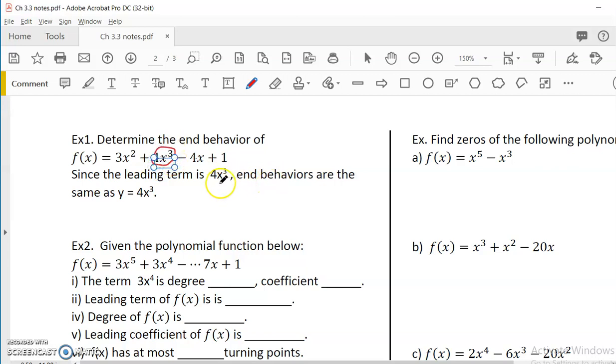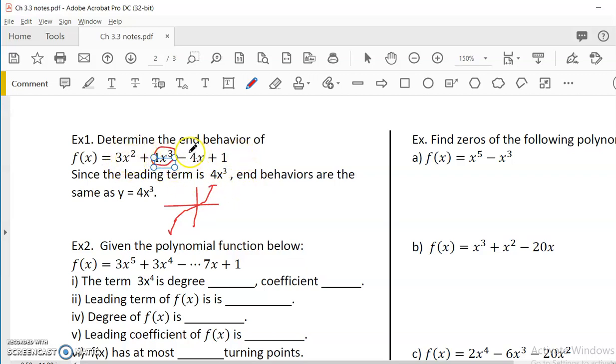So in this leading term, I would just look at a power function of 4x to the third. Do you remember what end behavior we have for y equal to 4x to the third? This is an odd degree, and it is a positive coefficient. So the end behavior would be drop to the left, rise to the right, right? So it would be like this. So the end behavior would be the same as this whole thing.